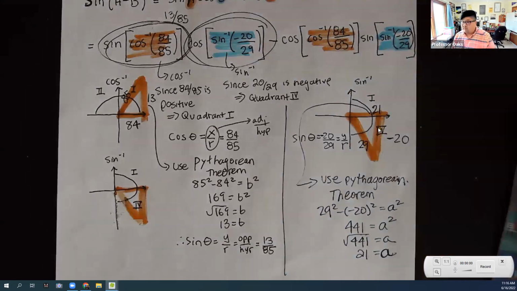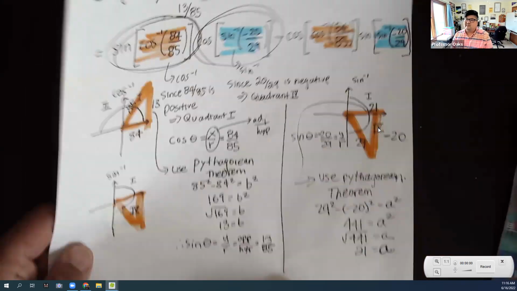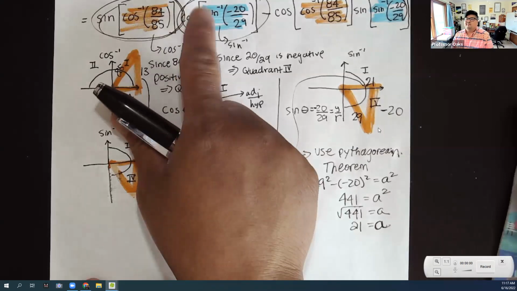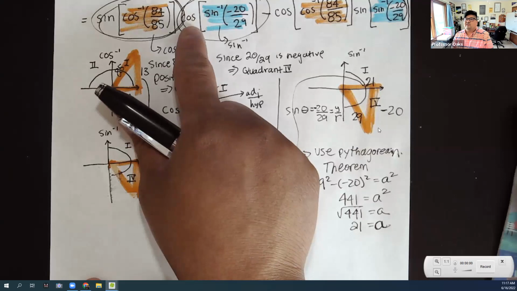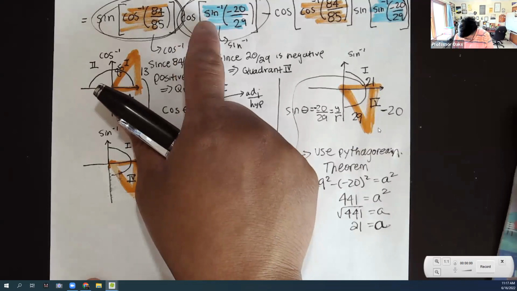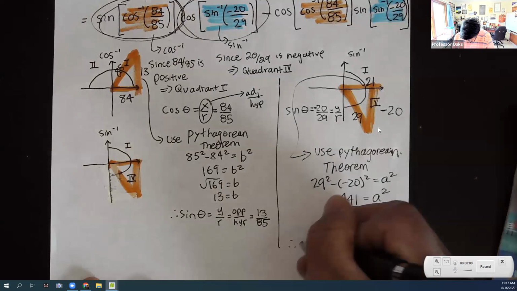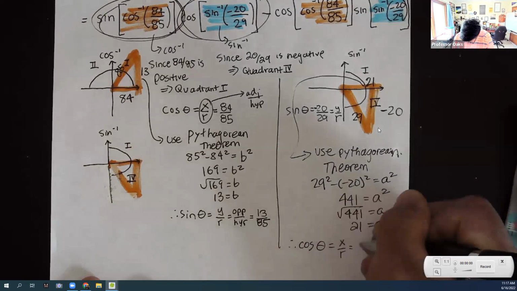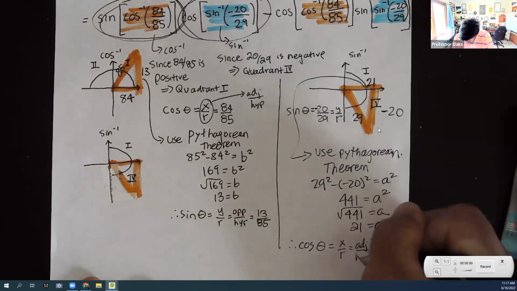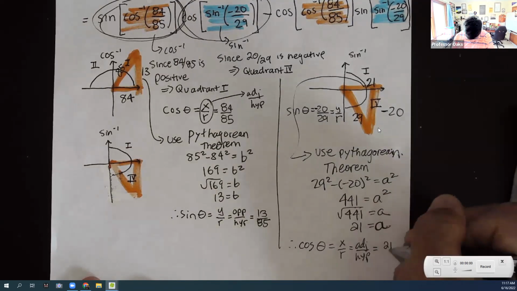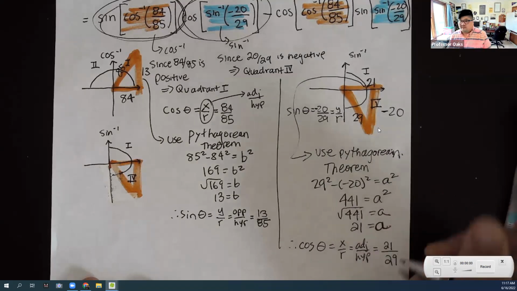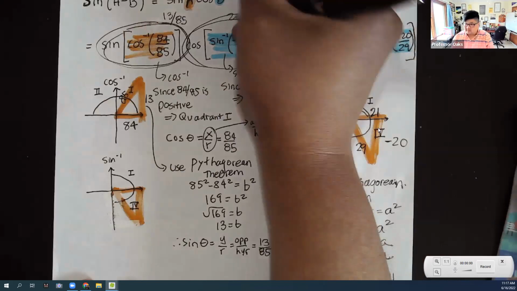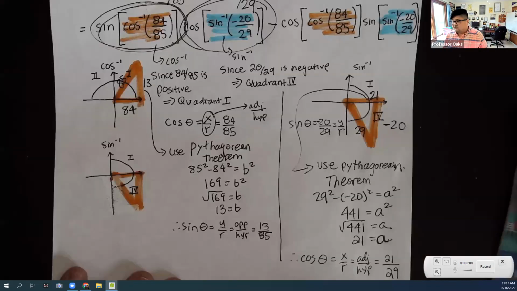And so therefore, remember, you need to find the outside function value for that angle. So cosine of theta is then x over r, or adjacent over hypotenuse. So that will be 21 over 29. So that means this whole thing right here is the 21 over 29. So I'll zoom out a little bit.